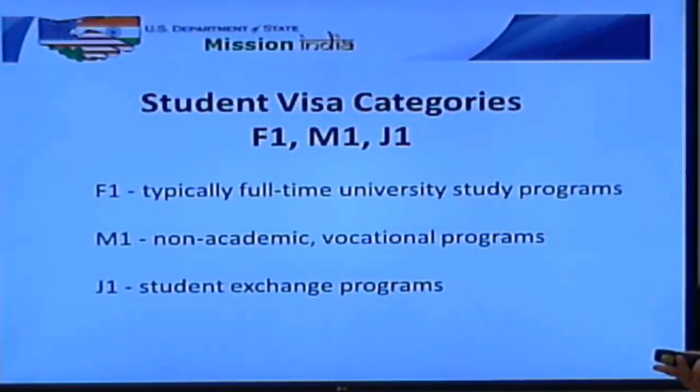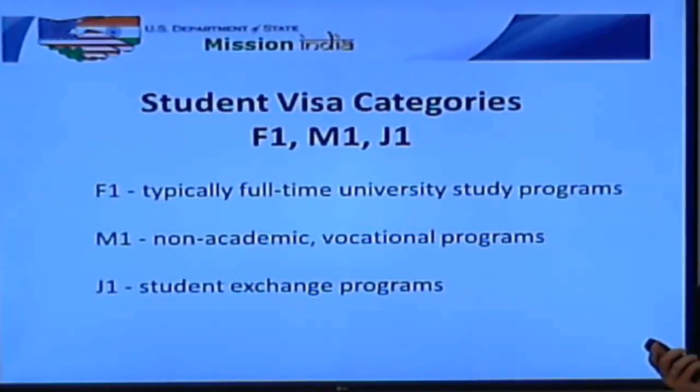There are three different kinds of categories that we typically include in the general student visa category. The first one, the most typical one, is F1. This is the visa that you would get to go to a full-time college or university. It's for a degree program, but it's also if you're going for a long-term English language program, that's also the type of visa that you would get. The other one is the M1. This is the non-academic vocational training visa. And then we have the J1, which is specific to the student exchange programs.